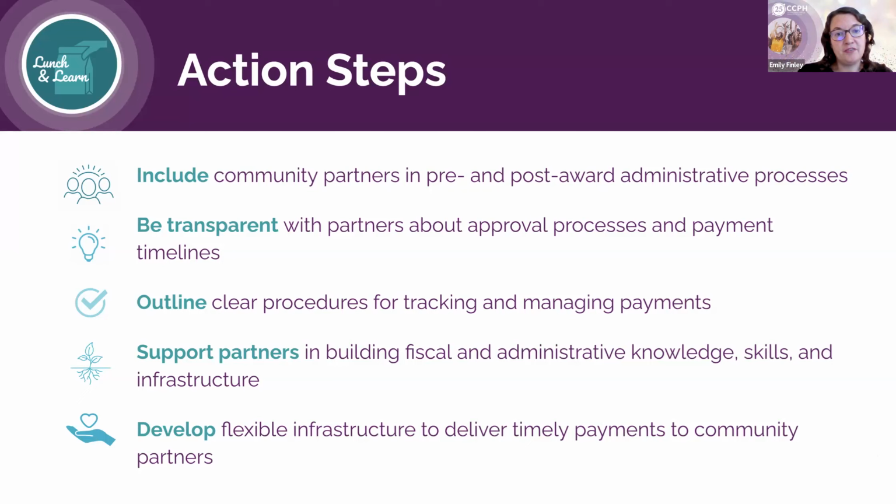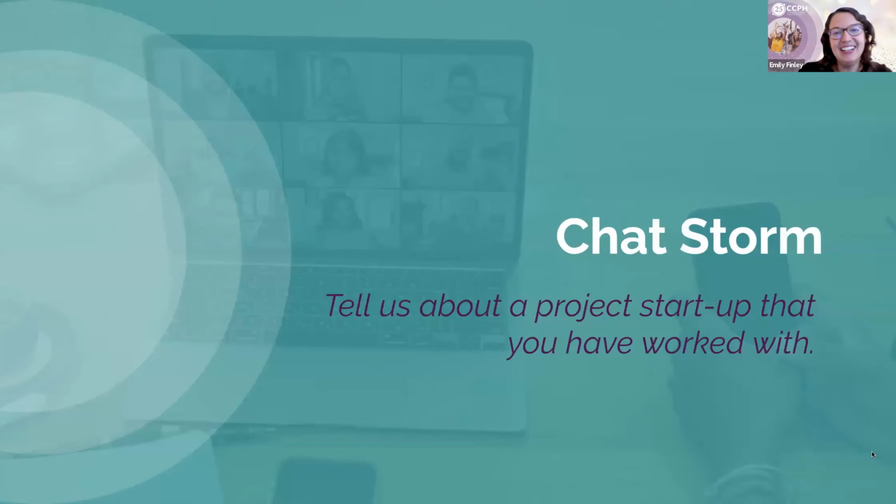Supporting partners in building fiscal and administrative knowledge, skills, and infrastructure. This is another thing that partners can lean on each other for. If an asset is identified, to share those assets and those skills to help build up, especially on the community end, that infrastructure, and also developing a more flexible infrastructure to deliver timely payments. So next slide, please.